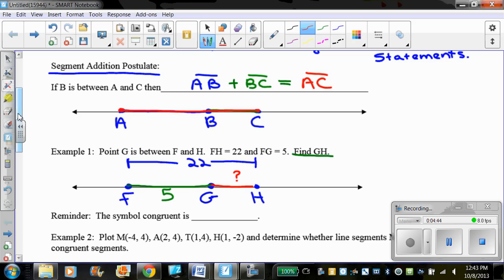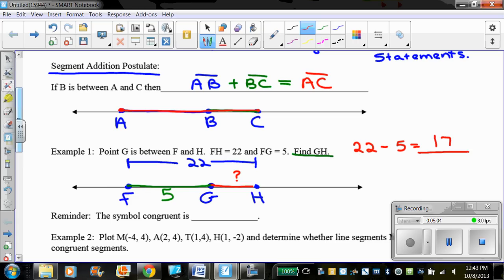So you can look at it and just use number sense. And really, if you look at it closely, obviously 5 plus some number gives you 22. So you can take 22, subtract 5 from it, and that will give us our length that we're interested in. And in this case, it would equal 17.